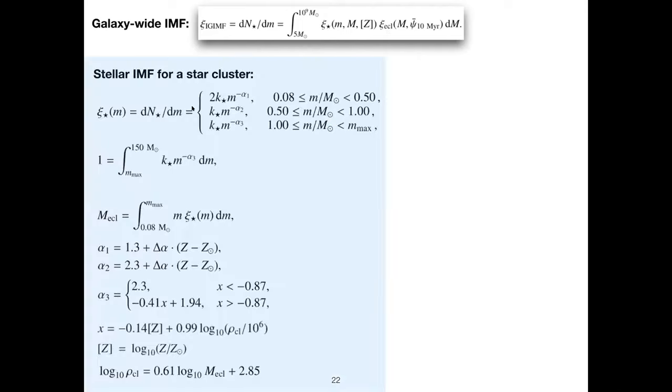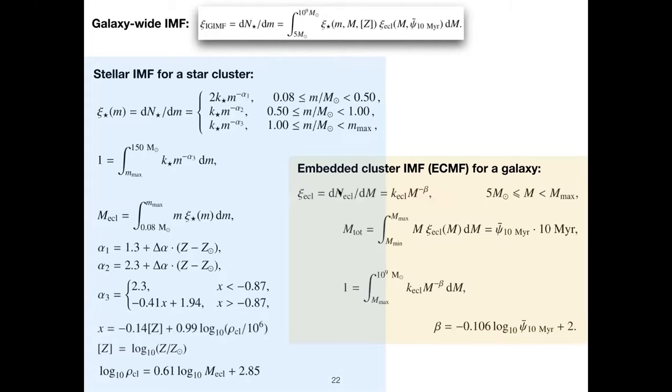So here I show the equations. This IGMF equation is basically a convolution between the IMF of stars in a star cluster and the mass function of star clusters. And this is all the equations you need, for the star clusters, and this is for the entire galaxy.